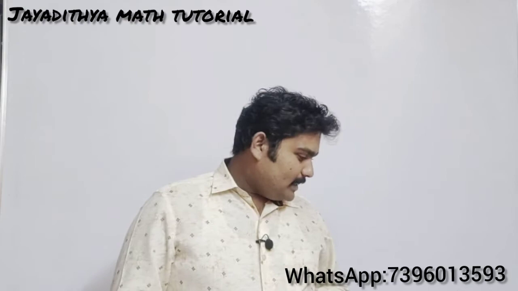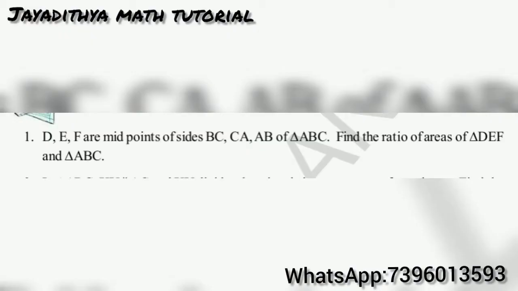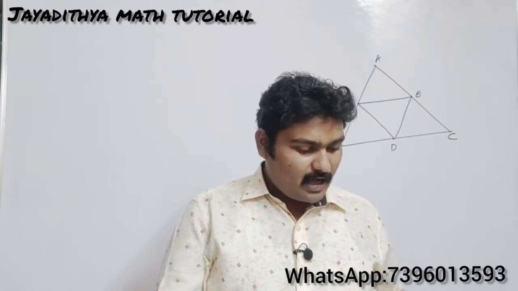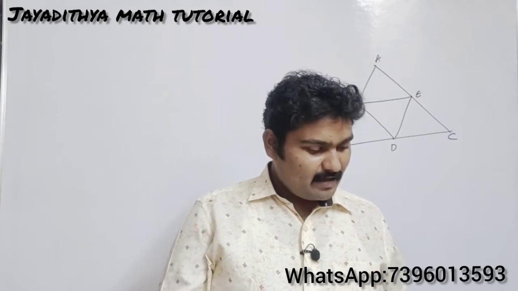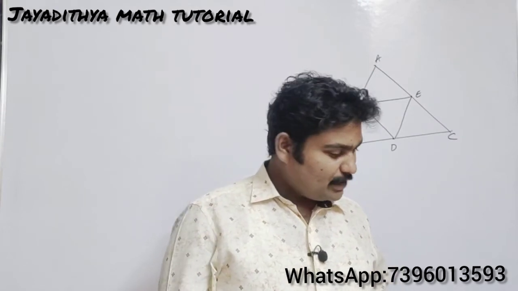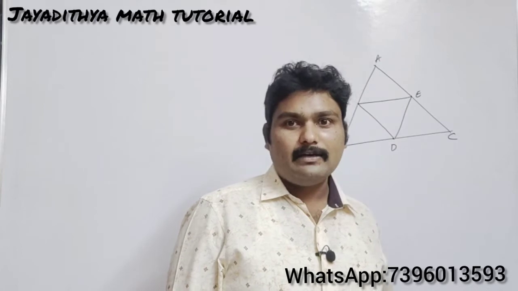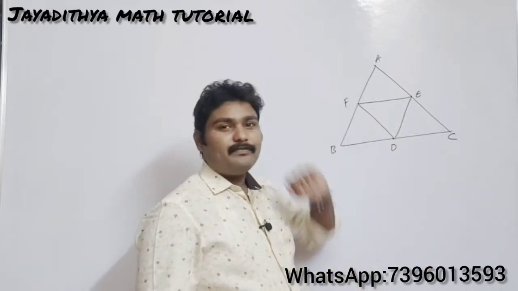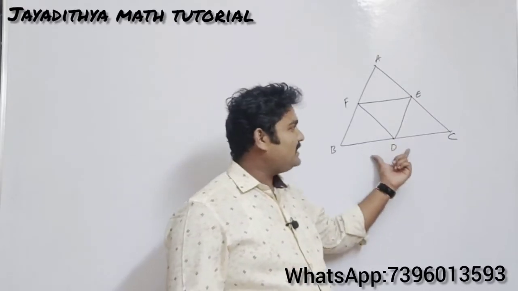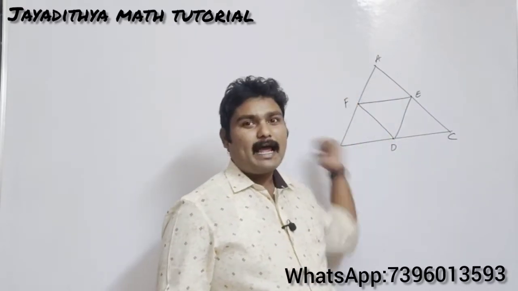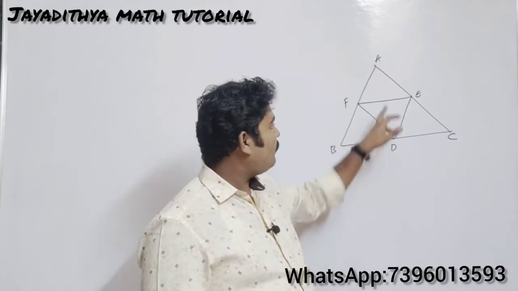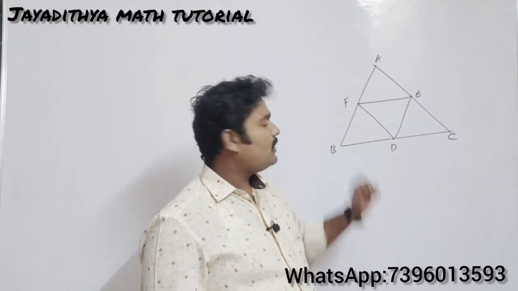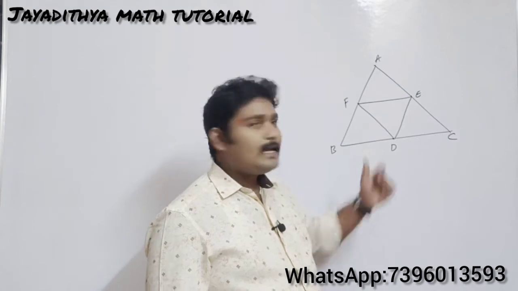Okay, let us go with the first problem. D, E, F are midpoints of sides BC, CA and AB of triangle ABC. Find the ratio of the areas of triangle DEF and triangle ABC. So see here, he has given DEF are the midpoints of the sides BC, CA and AB of triangle ABC, and we need to find the ratio of area of triangle DEF and triangle ABC.